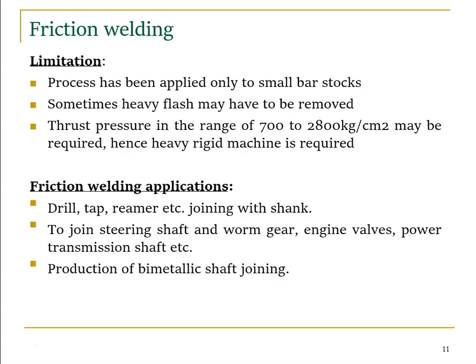The process can be applied only to small bar stocks, right? So it is one of the limitations. Sometimes heavy flash may have to be removed. Thrust pressure in the range of 700 to 2800 kg per centimeter square may be required, hence a heavy rigid machine is required, right? So in friction welding, we are moving object 2 against the rotating object 1. So we need to apply more pressure, more thrust pressure. This is one of the limitations.